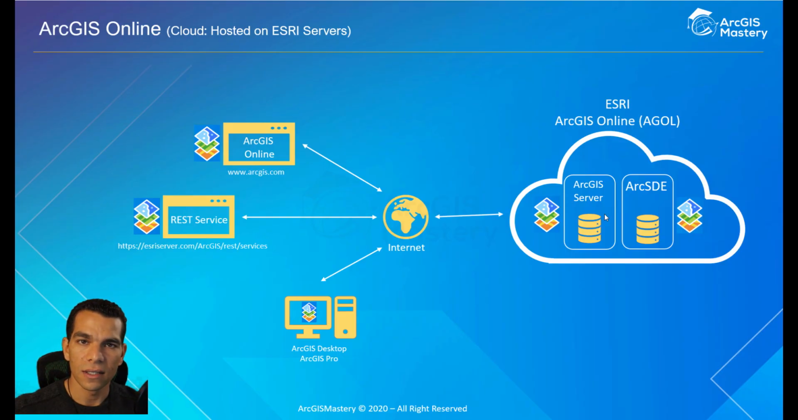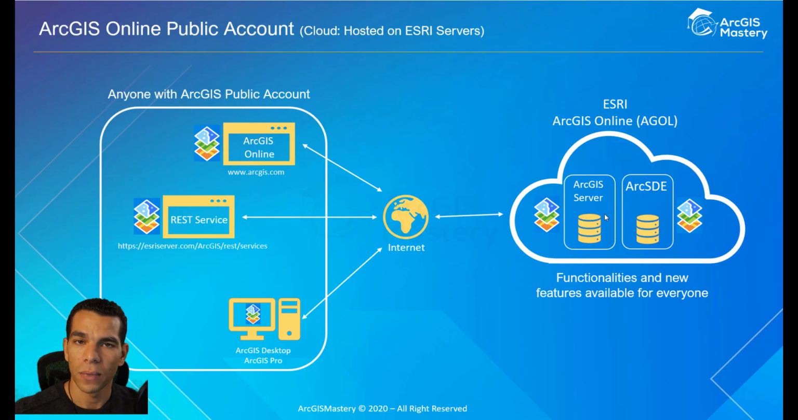ArcGIS Server is the product that hosts the maps. ArcGIS Online is the way that you can access the servers on Esri Cloud service. So you have a shared ArcGIS Server and ArcSDE at Esri that anyone can access using their public account. So anyone with an ArcGIS Online public account will have the ability to use the service for free.